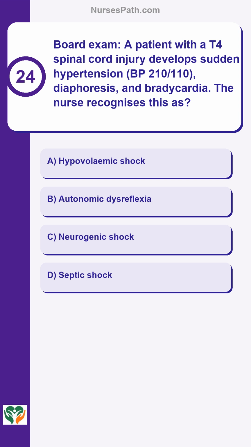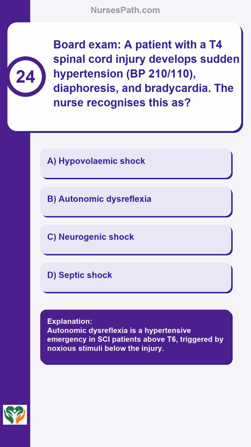Question 24. Board exam. A patient with a T4 spinal cord injury develops sudden hypertension, BP 210/110, diaphoresis, and bradycardia. The nurse recognizes this as: hypovolemic shock, autonomic dysreflexia, neurogenic shock, septic shock. Autonomic dysreflexia is a hypertensive emergency in SCI patients above T6, triggered by noxious stimuli below the injury.